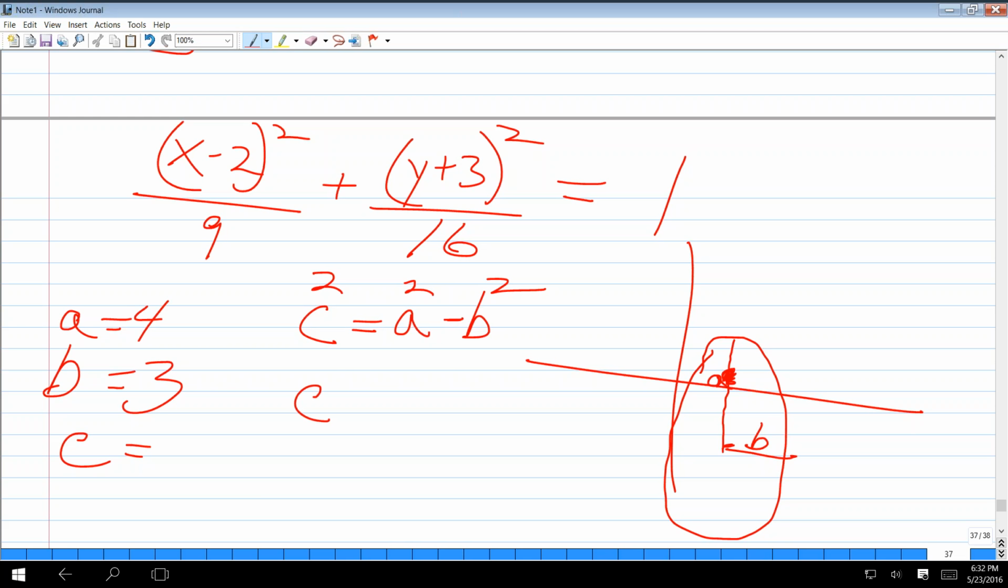So what is C here? The square root of 7. Good. And it actually is plus or minus because there's two C's. There's this C right there, and then there's the other C down there. And notice that the one is in a plus direction, the other is in a minus direction.